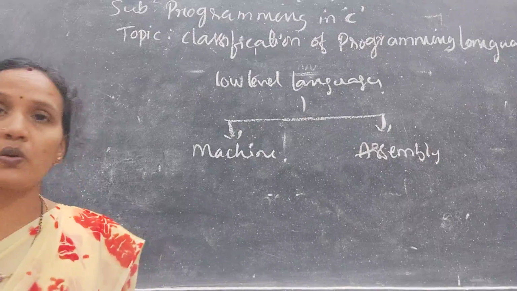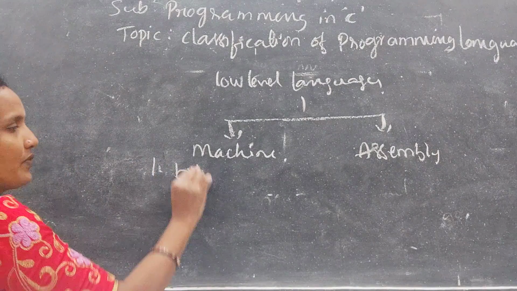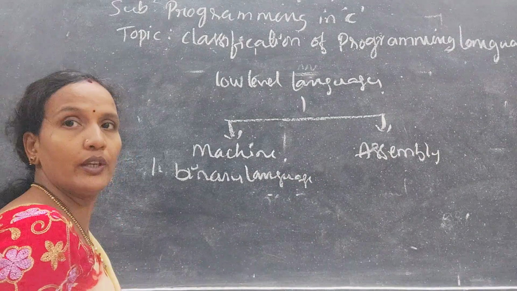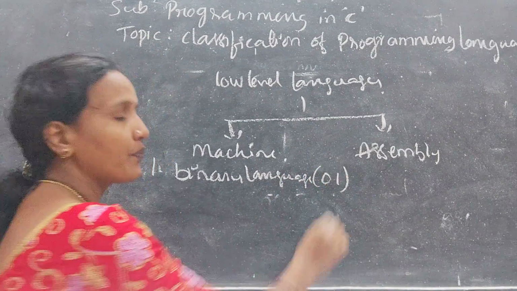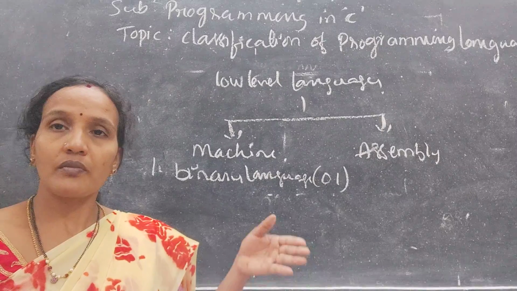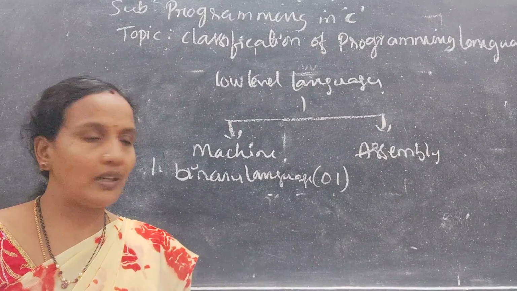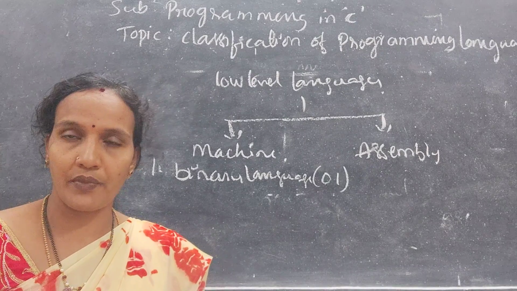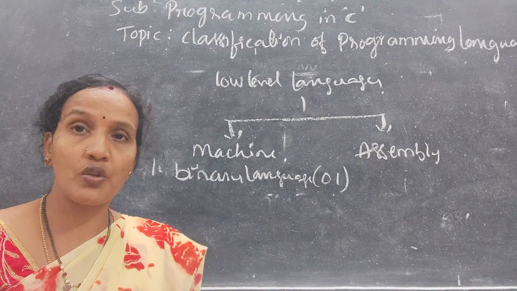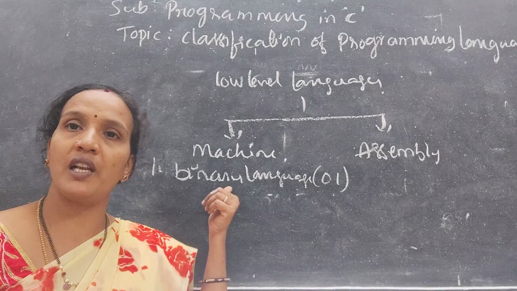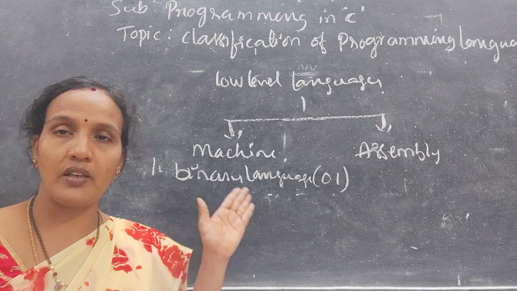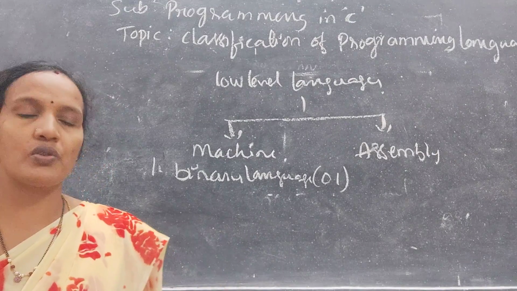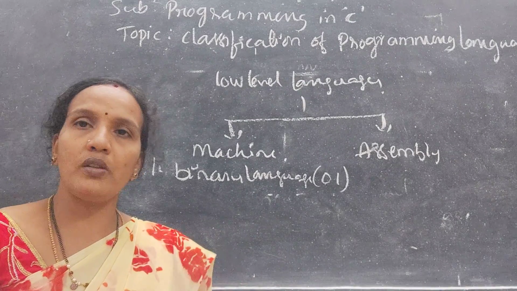Machine language is also called a binary language. Why it is called a binary language: in this language we get only two bits, that is zeros and ones. This is also called a computer language. Computer will understand only the machine language. So whatever information you want to pass to the computer, whatever data you want to store, whatever instructions you want to give, all those should be in the machine language.